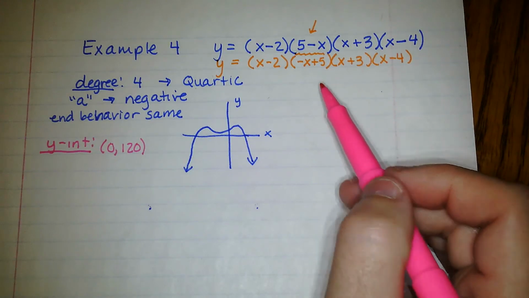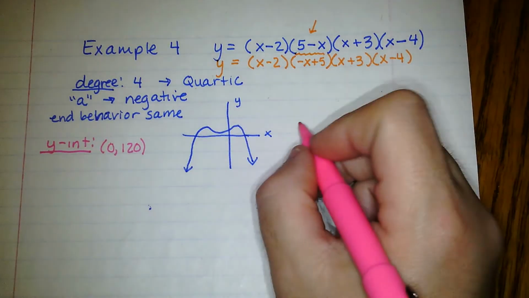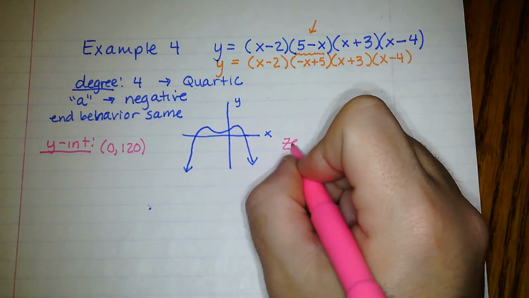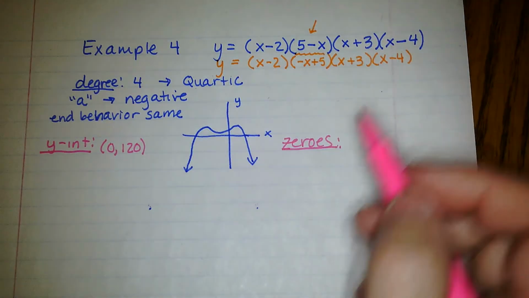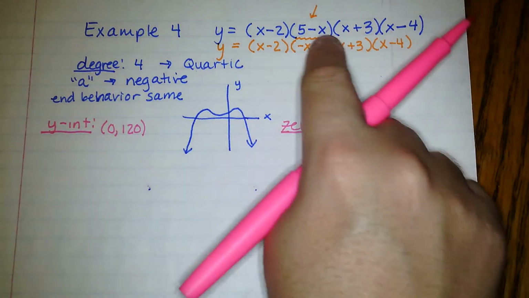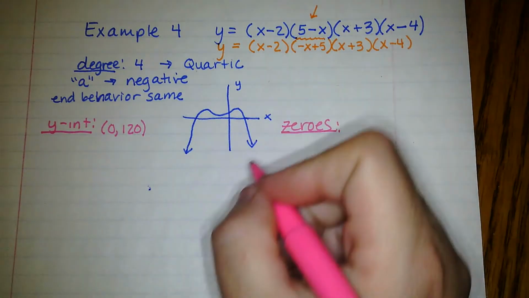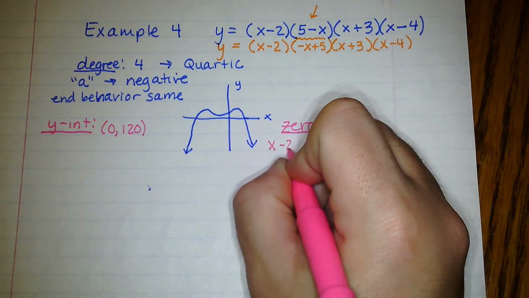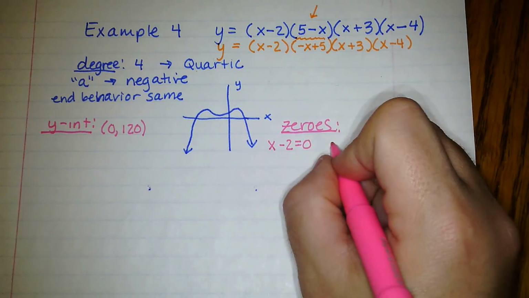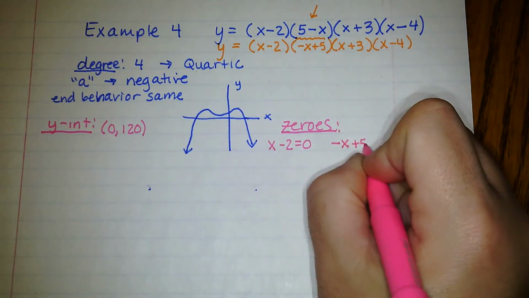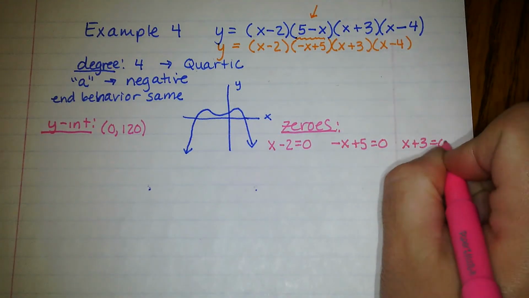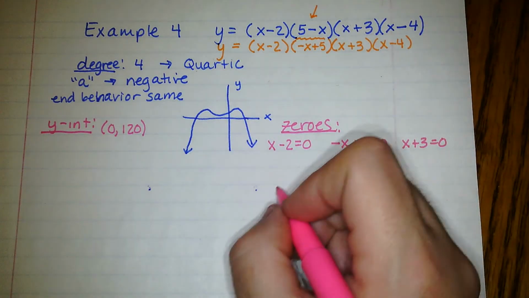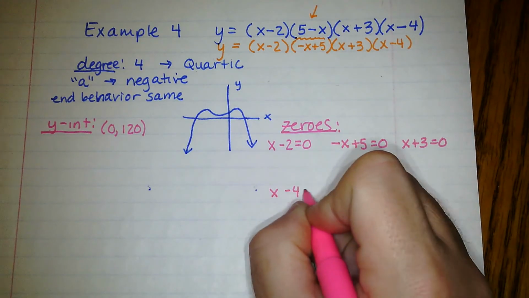So what we're going to do now is zeros. You know what's nice about these zeros is it's already factored for us. Don't get tripped up on that guy, okay? We're going to talk about him right now. So we get x minus 2 equals 0. We've got negative x plus 5 equals 0. x plus 3 equals 0. And down here, I'll do x minus 4 equals 0.